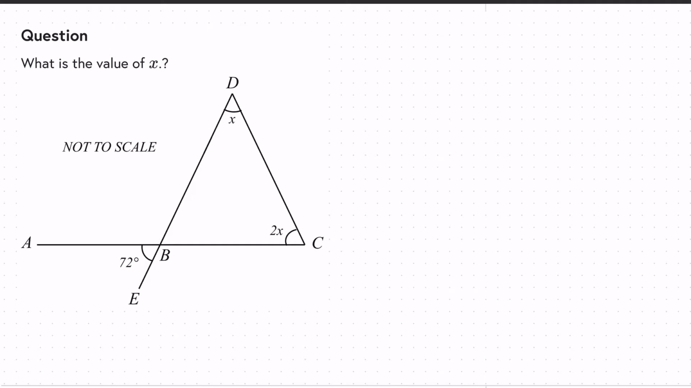Now in this question we're asked to find the value of x, down here, and we're given this triangle with a little bit extra. Now what does that little bit extra do? Well, it tells us if angle ABE is equal to 72, then angle ABE is vertically opposite and therefore equal to DBC, okay? Because vertically opposite.